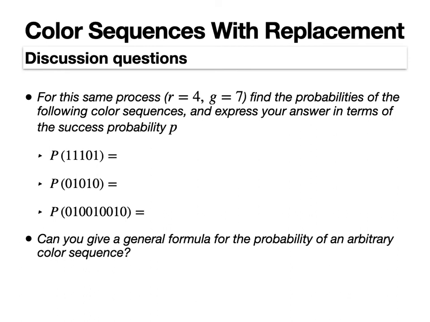So as an exercise here, you might consider finding the probabilities of these color sequences you see here using the same kind of logic. And if you do that, you will, I think, see the pattern, and you'll be able to have an idea of how you would compute the probability of any color sequence in the color sequence process with replacement. So we'll stop here for now. Think about those problems, and when we come back, we'll continue our exploration of the color sequence process with replacement.